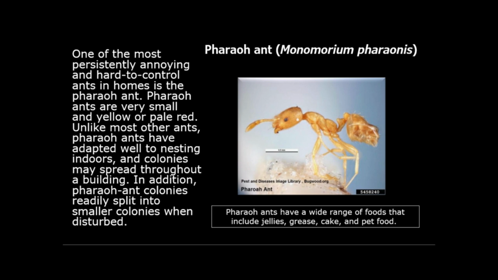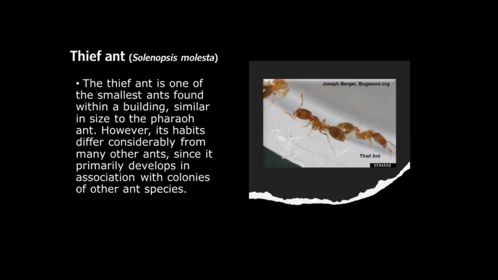Unlike most other ants, pharaoh ants have adapted well to nesting indoors, and colonies may spread throughout a building. In addition, pharaoh ant colonies readily split into smaller colonies when disturbed. Pharaoh ants have a wide range of foods that include jellies, grease, cake, and pet food.